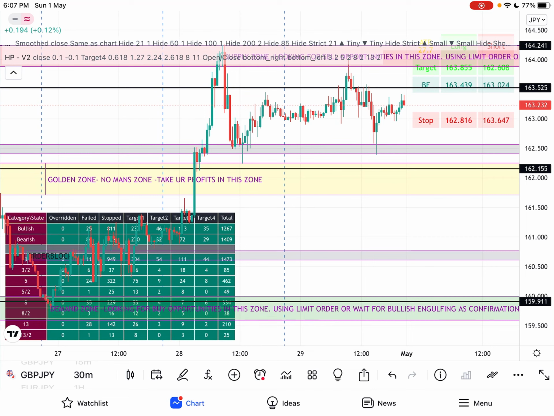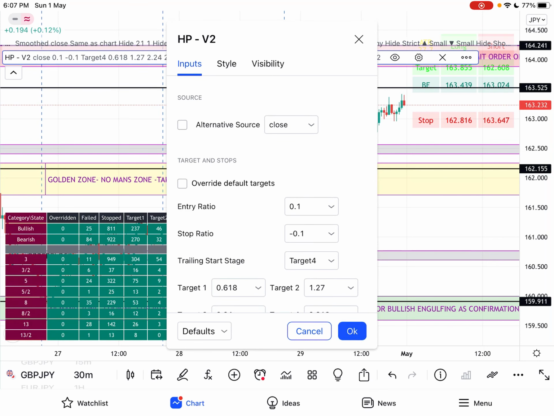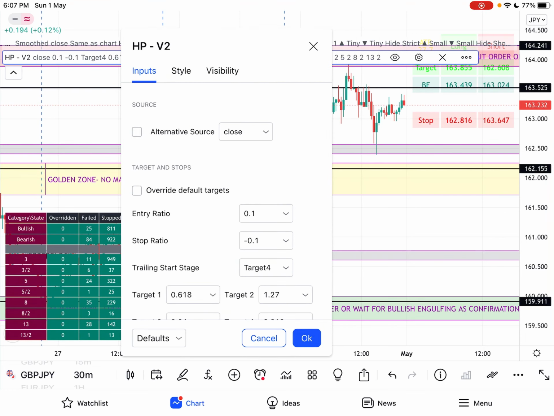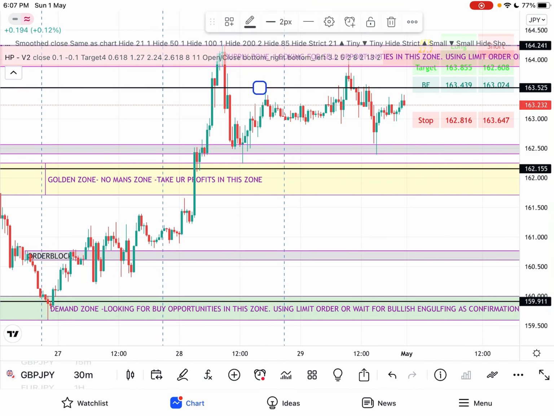Okay, so you see a table on our chart. We don't need a table. So we'll come to the style and we'll uncheck the table and then we'll click on OK.